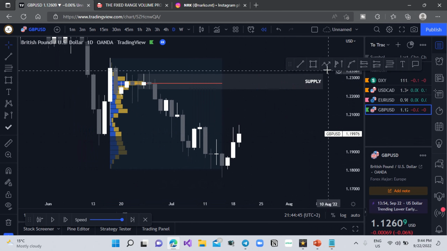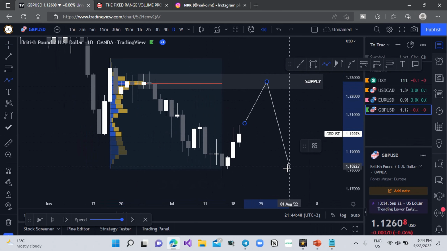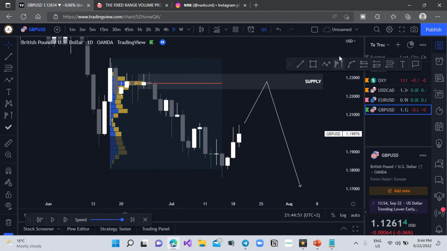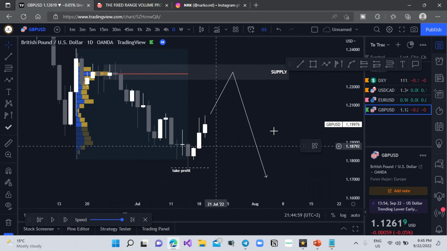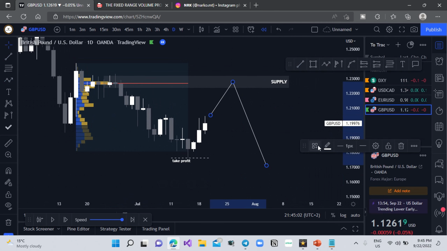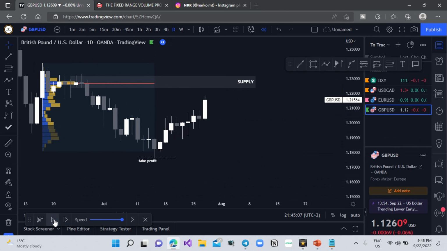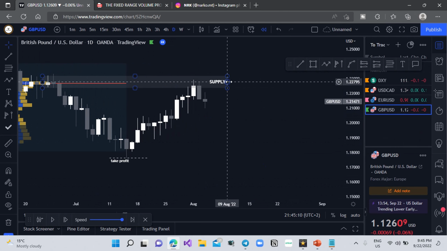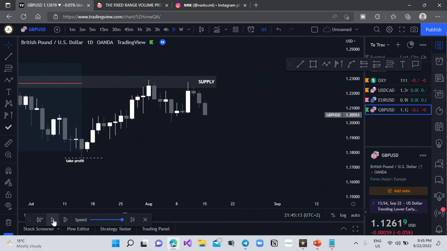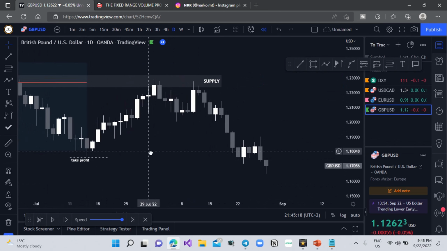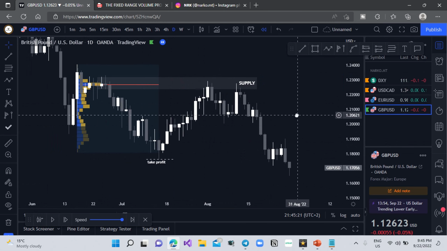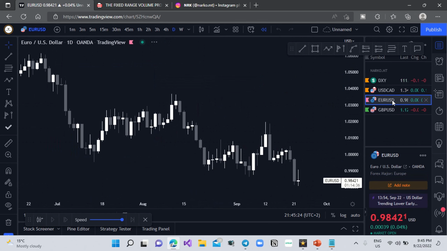Okay, so now we'll be expecting the market to tap into our supply area and push into the downside, violating our previous low, which is our take profit. Okay, so now let's see what the market gives us. As you can see there, the price taps into our supply area and pushes to the downside, violating our take profit. Okay, one last example with Euro USD.